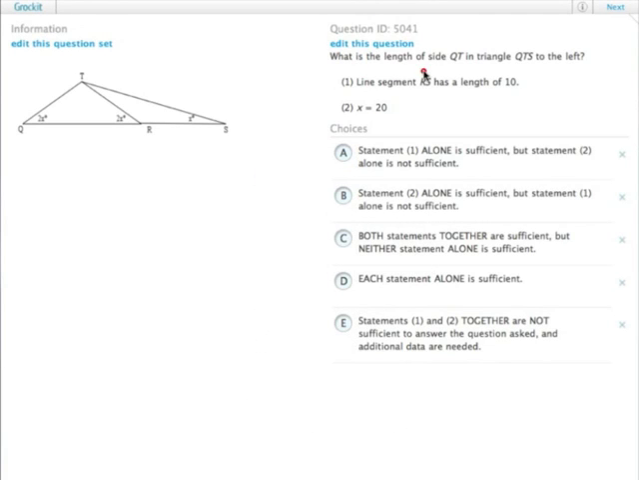What's the length of side QT in triangle QTS to the left? We can do a little deduction before we start looking at the statements, and it's going to help us a lot. Remember that if two angles in the triangle are equal, the sides opposite them are equal. So QT is equal to RT because the angles opposite those sides are equal, and we have an isosceles triangle.